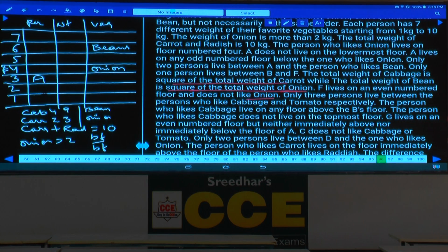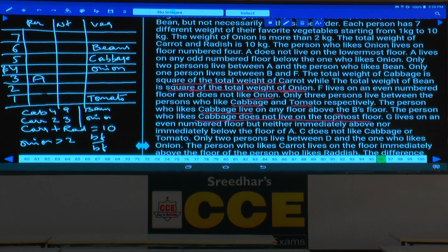Only 3 persons between the persons who like cabbage and tomato. Cabbage and tomato, there must be exactly 3, respectively. Respectively means cabbage is above and tomato is below. And the person who likes cabbage lives on any floor above B's floor. And the person who likes cabbage does not live on the topmost floor. Hence, cabbage must be on the 5th floor, and then only 3 floors between cabbage and tomato is possible. Hence, tomato must be here. Are you following this one or not?